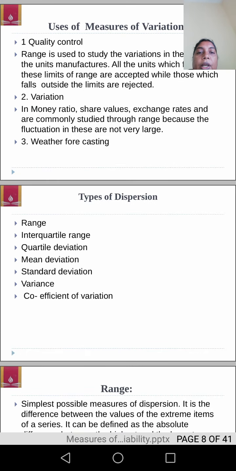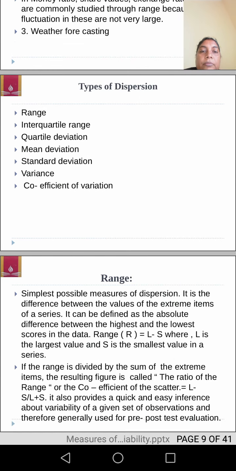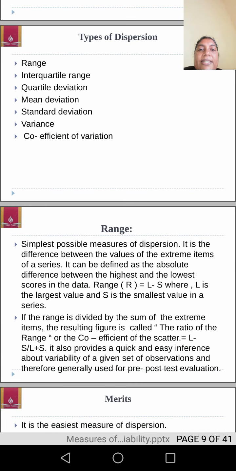So the commonly used types of dispersion or the measures of dispersion are range, interquartile range, quartile deviation, mean deviation, standard deviation, variance and coefficient of variation. In this session we will be dealing with range, interquartile range and deviations. So first let us discuss the range.